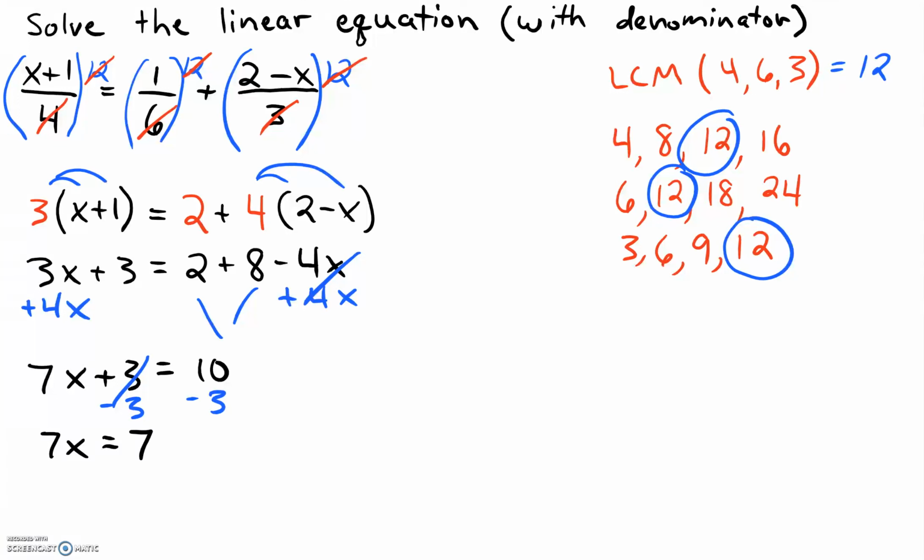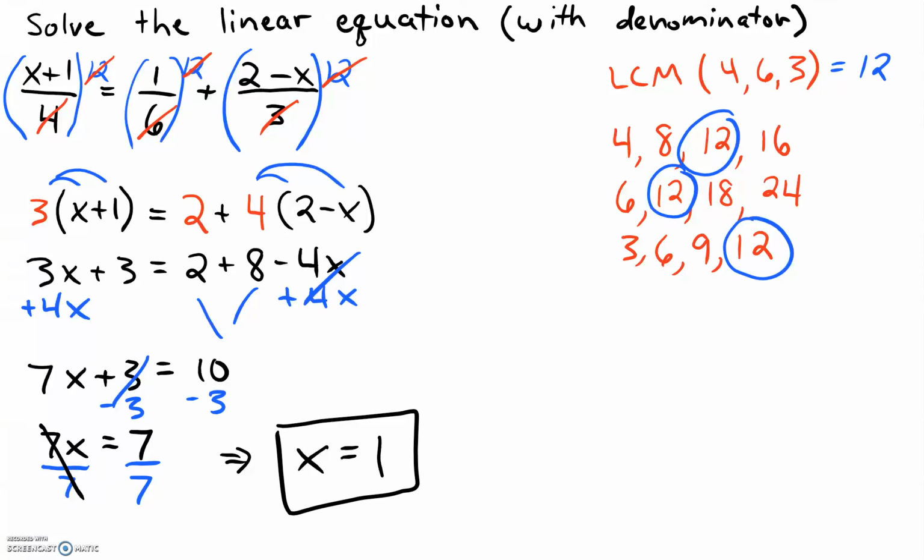Now to get the x completely by itself, let's divide both sides by 7. Of course the 7's are going to cancel on the left-hand side, leaving us with x. And 7 divided by 7 on the right-hand side leaves us with a 1. So our final answer is x equals 1. Again, this is an equation. You can always go back and plug the 1 in the place of x and make sure it works out. You can plug into your calculator, whatever you wanted to do.